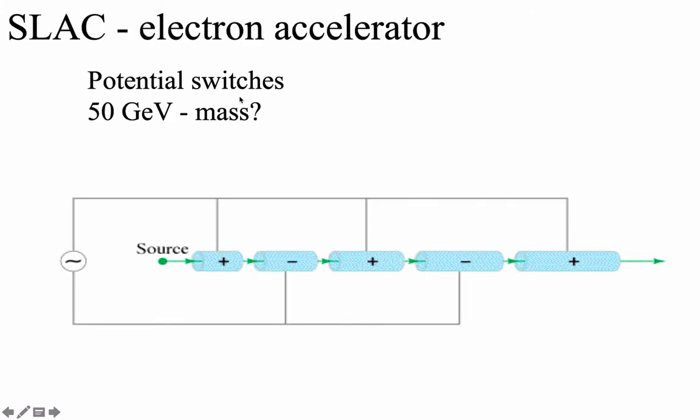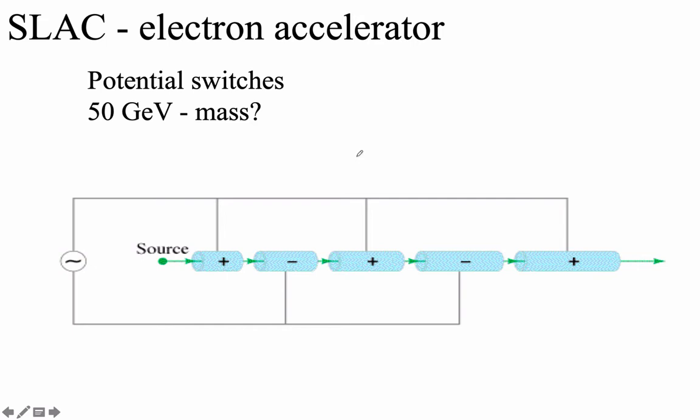Here's a picture of it from the air. I think that's Highway 280. It goes under Highway 280, which is sort of funny. And it achieves an energy of 50 giga electron volts. And that's an interesting thing too.